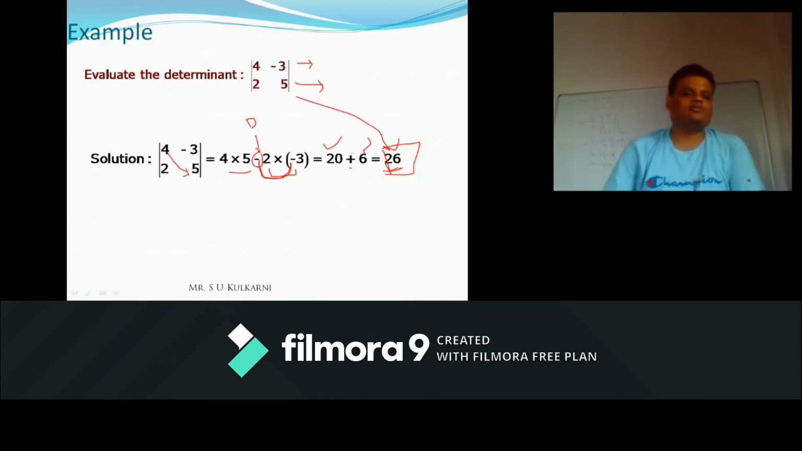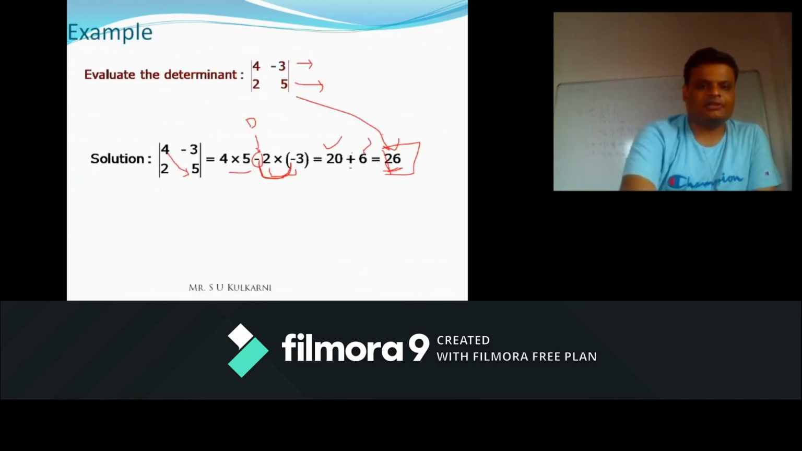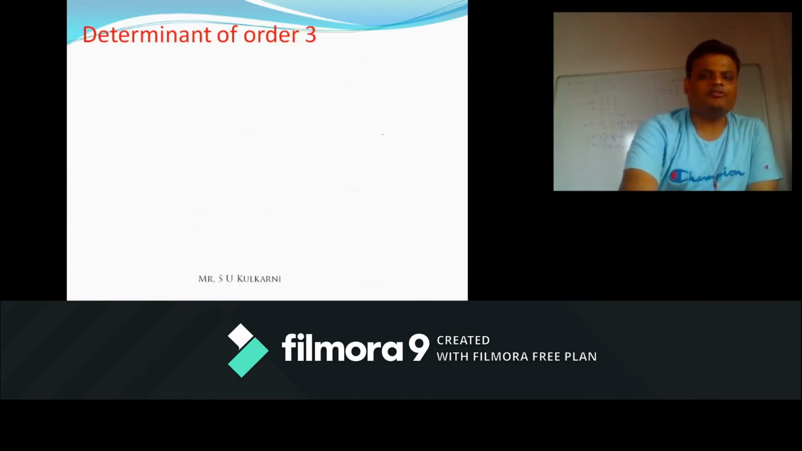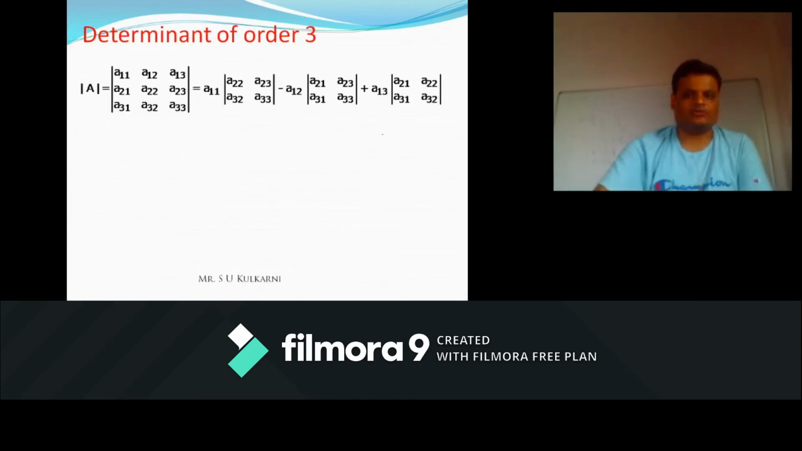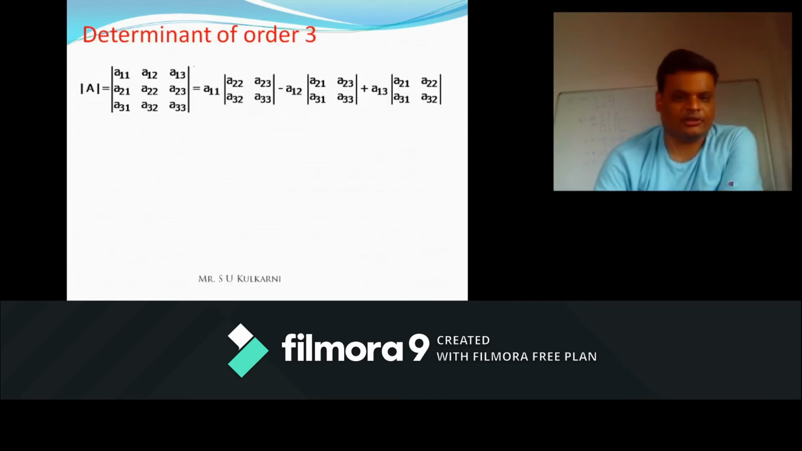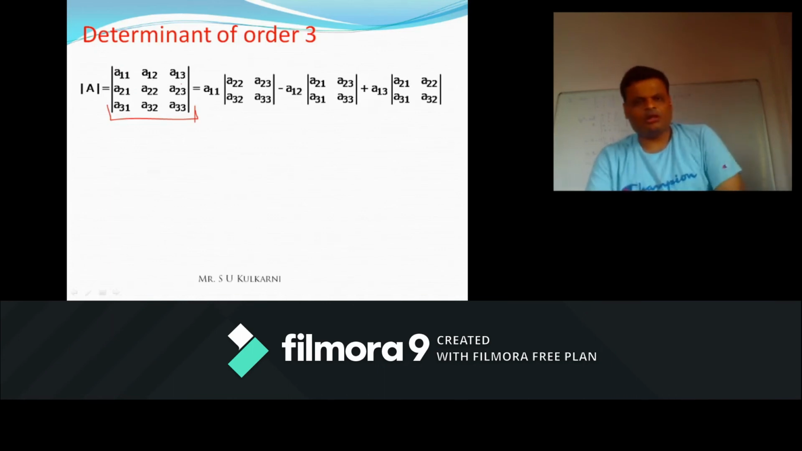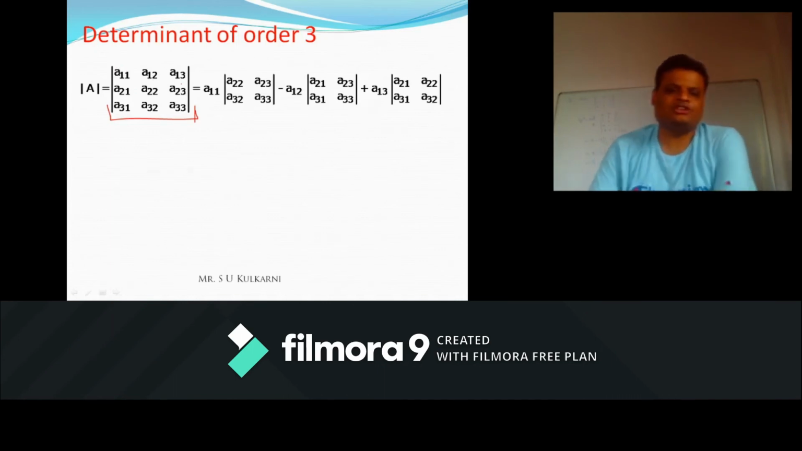Okay, so what is the value of this determinant? It is 26. Now as here we have a determinant of order 2, now we have a determinant of order 3. So here is the general example for a determinant of order 3. Here I am taking a general determinant with general elements A11, A12, A13. Now what is A11, A12, A13? I told you. Now how to find the value of this determinant?